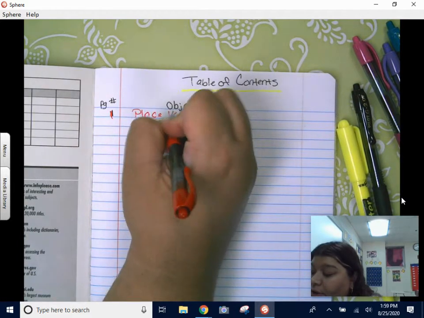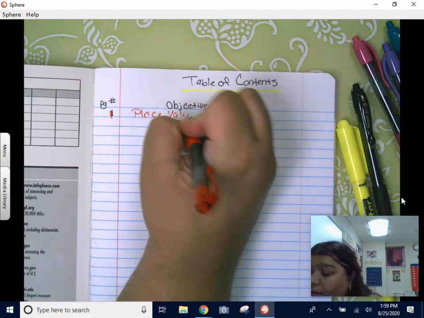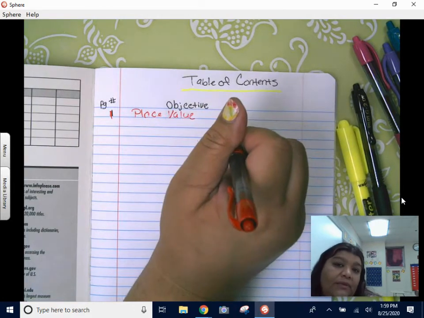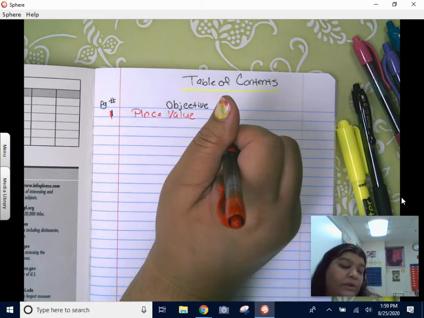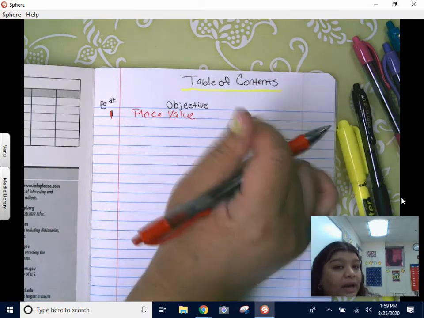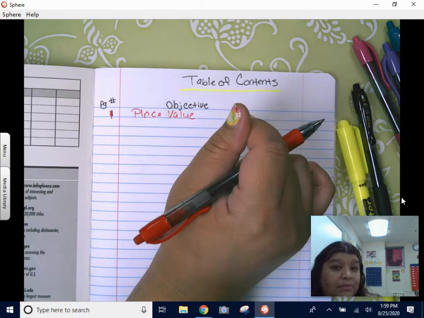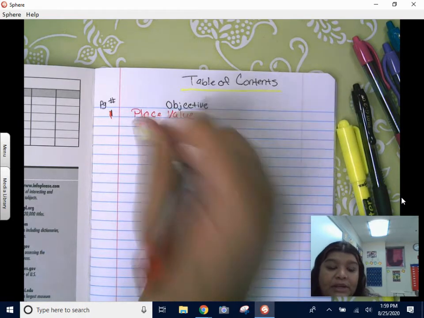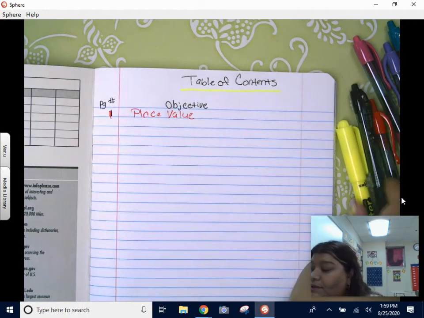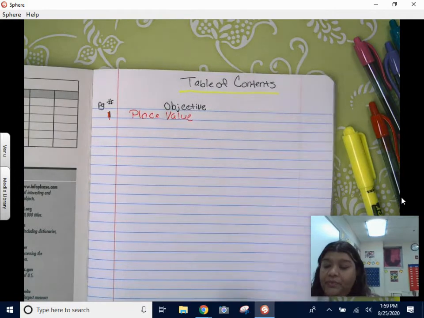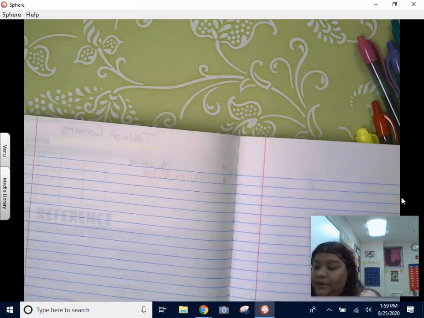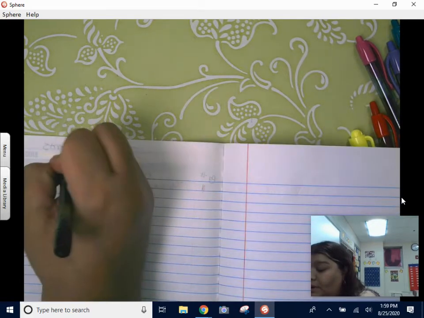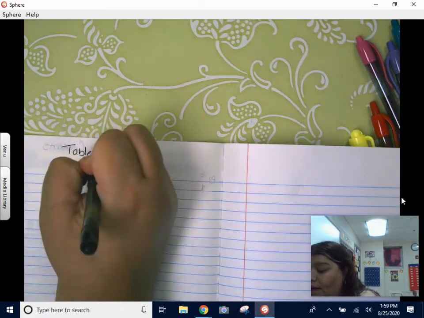Place value. I know we're taking it all the way back, but at this grade level, a lot of your questions and answers have to be rounded to a specific place value. So you do have to understand the importance of place value itself. So page 1 will be place value. Now, to continue on, we're going to go ahead and turn the page. On the back, we're going to write table of contents again.